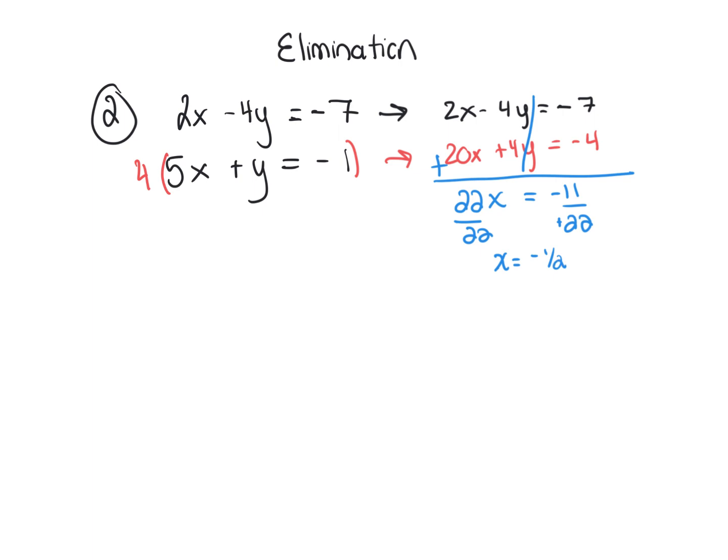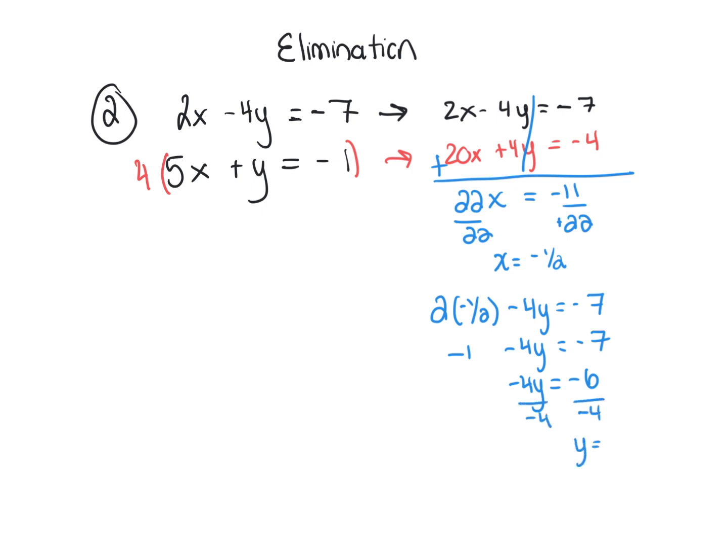And then I can plug that into either equation. I'm going to use the top one because half of 2 is 1, which is nice and easy. So 2 times negative 1/2 minus 4y equals negative 7. Negative 1 minus 4y equals negative 7. I'm going to add the 1 over. I'm going to get negative 4y equals negative 6. Divide by negative 4. And y equals positive 3/2 because 6 over 4 reduces to 3/2. So my answer, my ordered pair, my solution set is negative 1/2, comma, 3 over 2.